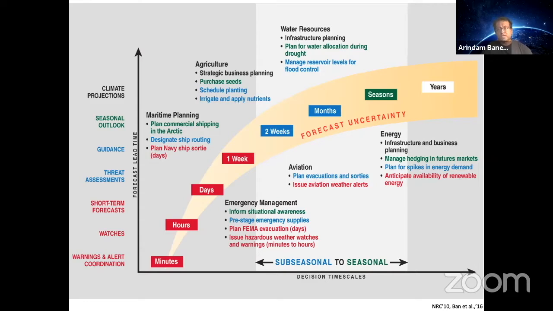And this summary from a National Academy report actually shows the blue things you see are in the subseasonal range. So there are key applications in agriculture. You schedule the planting, you irrigate and apply nutrients. In water resource management, in maritime planning, you actually designate ship routes in this time frame, and aviation, emergency management, and so on. But the subseasonal time scale has been difficult to crack.